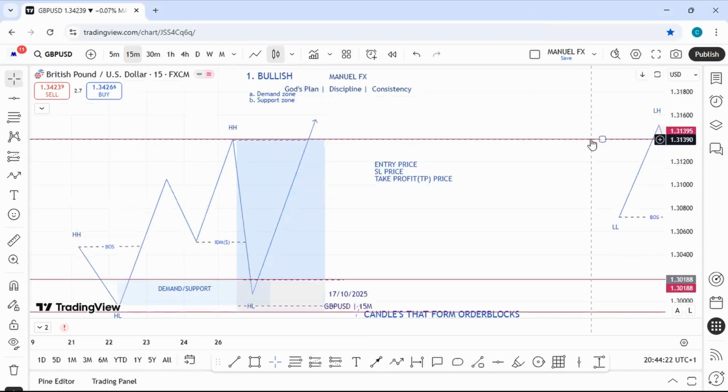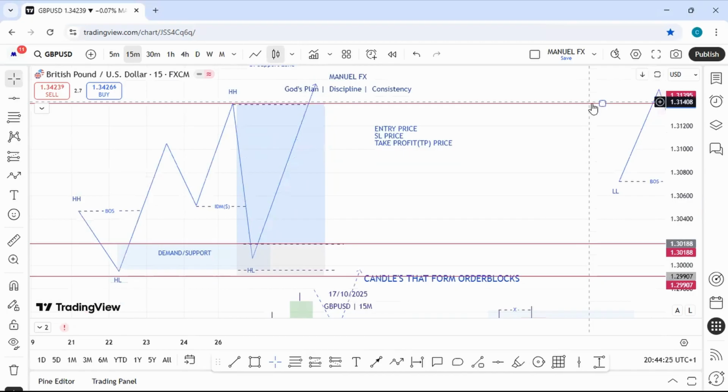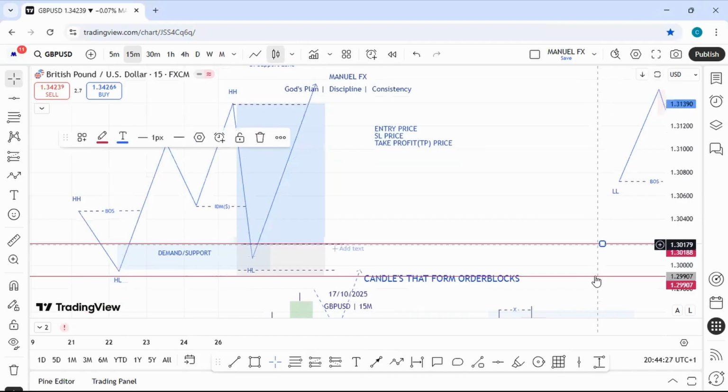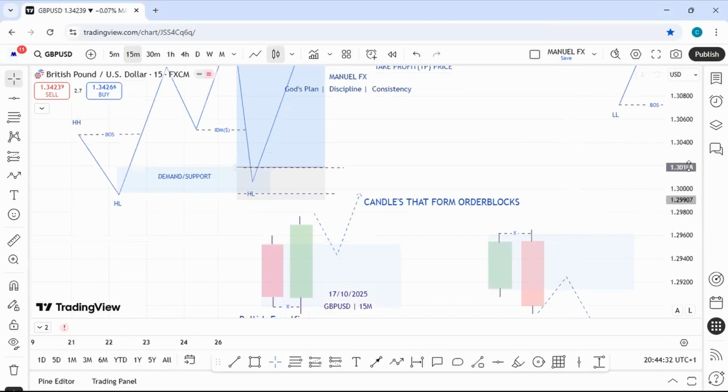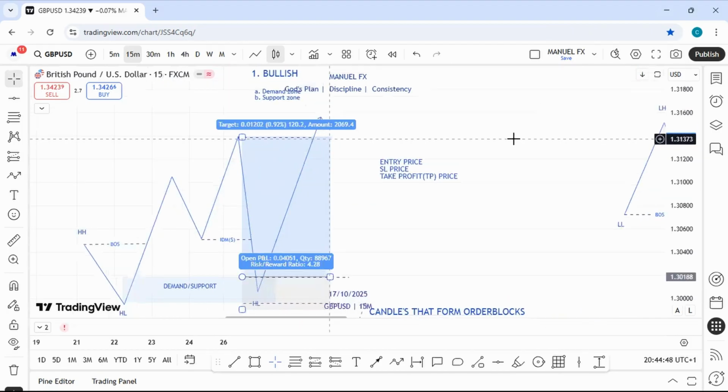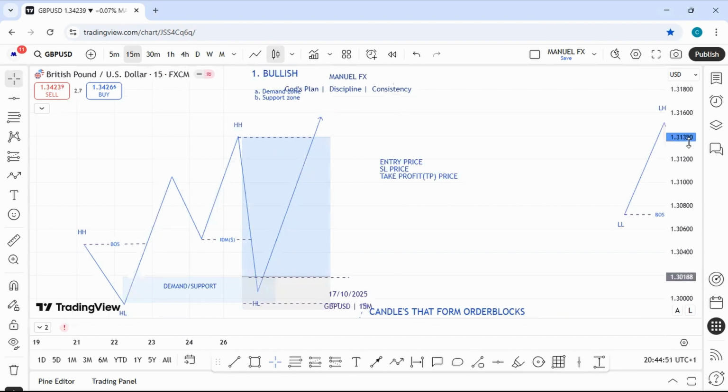What we are trying to say here is that these values you're seeing, once you trace this particular one up here, you can see 1.30188. This is your entry. Then the one below, you can see 1.29907. This is your SL price. Then the one above, you can see 1.31390. So we take note of the price. This is actually what you're going to use to place your entry.